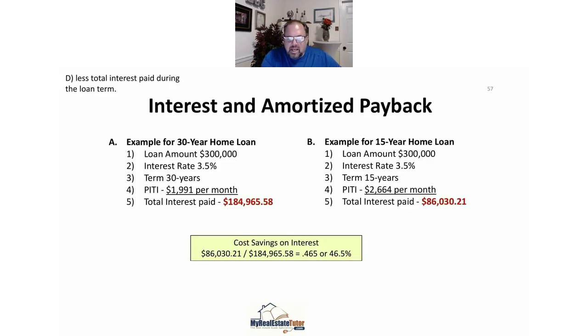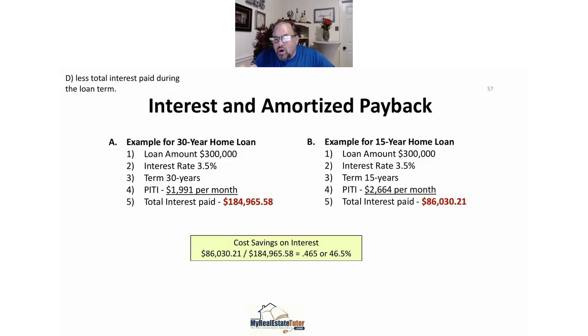So here's an example I put up here for y'all. Look at example A. This is a 30-year home loan. Now, these are real numbers. This is locally where I live, but I've got an app from a title company that I can type it into. To compute closing costs, I use this. I'm plus or minus $1 to $5 off on closing costs. I got our local taxes inputted as constants and stuff like that. But these are real numbers for my area. So $300,000 home, 3.5% interest rate, 30-year loan, principal and interest, and I've got tax and insurance, is $19.91 per month. Total interest paid over 30 years will be $184,965.58.